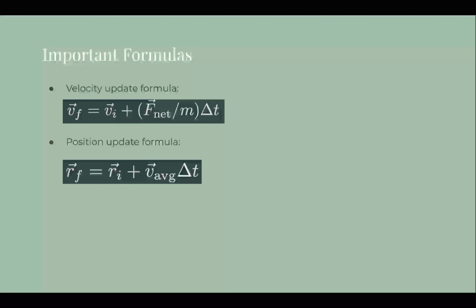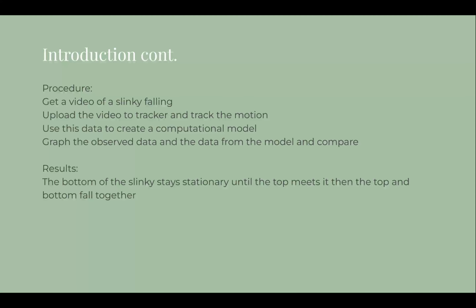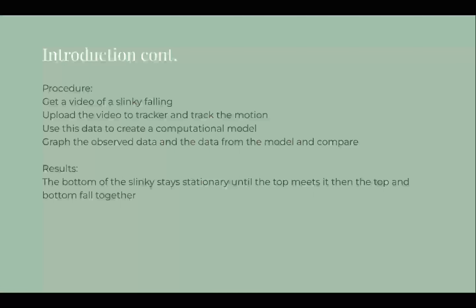And some important formulas used are the velocity update formula and the position update formula. And then the procedure of this lab was to get a video of a slinky falling, upload the video to Tracker and track the motion, use this data to create a computational model, and then graph the observed data and the data from the model and compare.